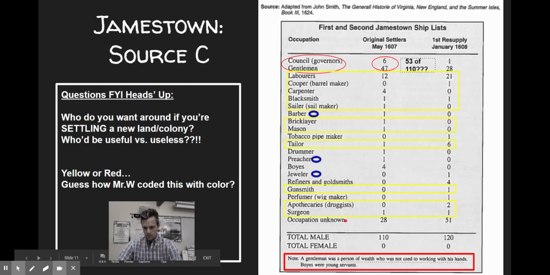Occupation unknown. 28 people at occupation unknown? Why would I send 28 people if I don't really know what their skill is or why they're going? I always want you to know why you're doing something in my class. So you know what? Actually, I didn't make any mistakes. I'm mostly focusing on this.